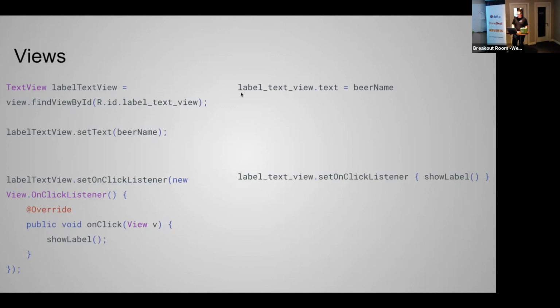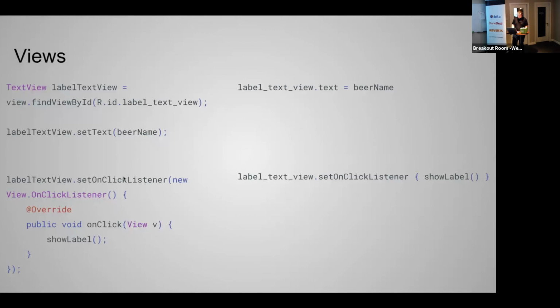In Kotlin, you can actually look up the view layout. So all layouts are written in XML. You can actually look up the layout ID, which in this case is label text view. It converts that to a variable in your class in the background, and you can actually just reference it straight away, and it makes life so much easier.